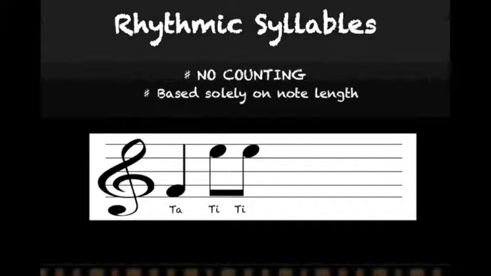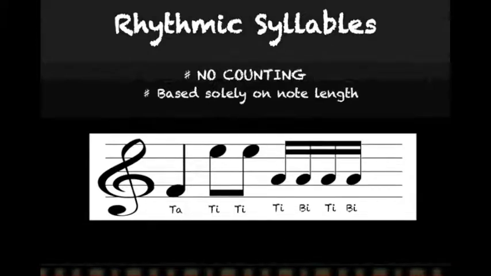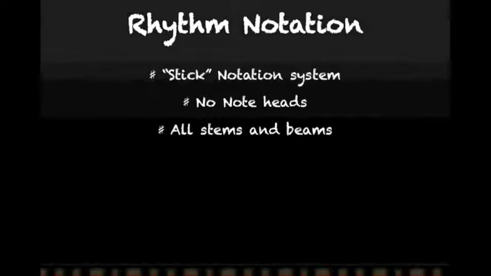And the last subdivision he presses this method on before his students evolve into actually learning to count are 16th notes. 16th notes are counted as such: ti, bi, ti, bi. So one full measure of 16th notes would be ti, bi, ti, bi, ti, bi, ti, bi, ti, bi, ti, bi, ti, bi, ti, bi. But don't get used to seeing the notes like this. Kodaly doesn't write rhythms with note heads like we've seen them in Western music today. Therefore, we move on to his rhythmic notation.